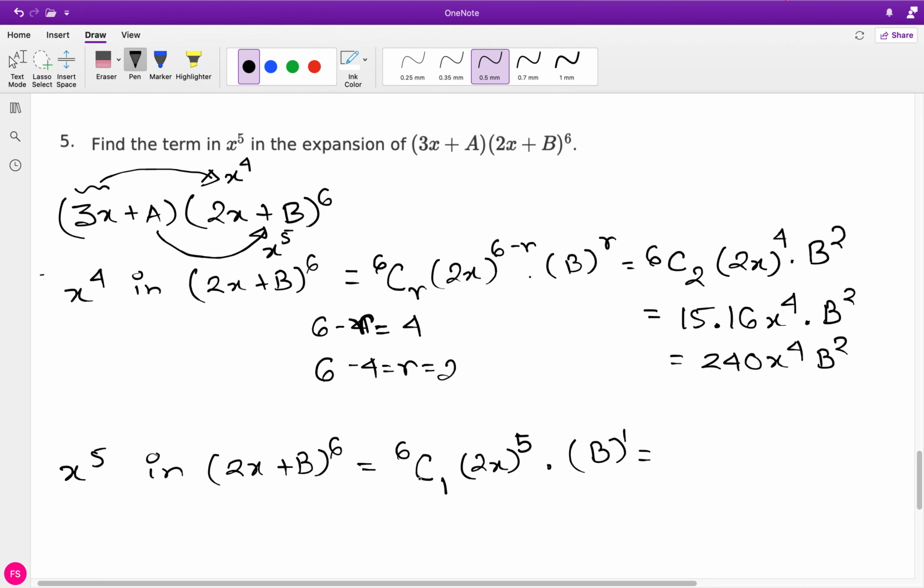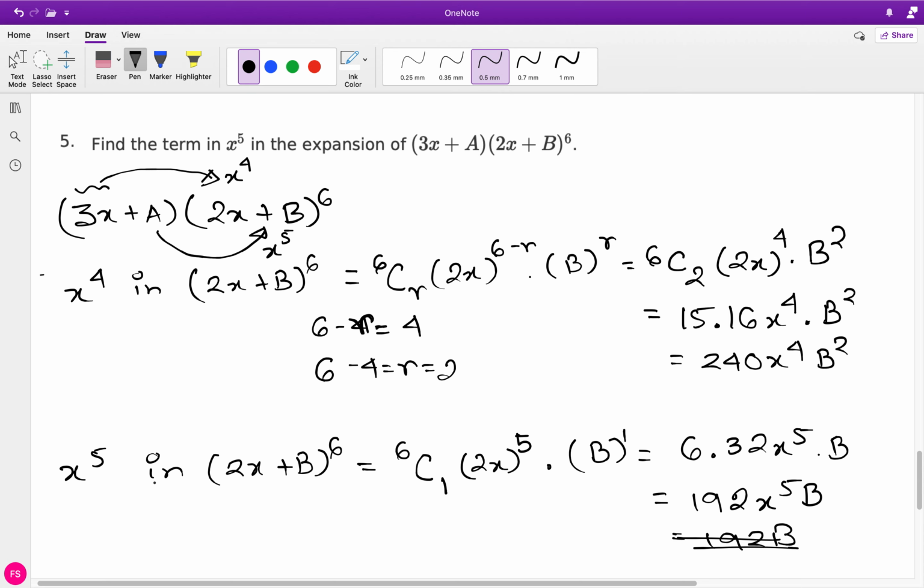This will give you 6C1, which is 6, times 2 to the power of 5, which is 32, x to the power of 5 times b. This will give you 192 x to the power of 5 b. You can also write 192 b times (2x) to the power of 5, and it's just b. Okay, so that's it. These are the two possibilities.